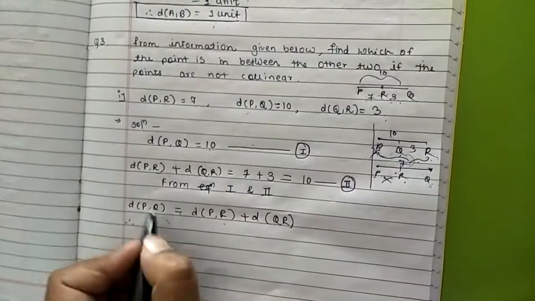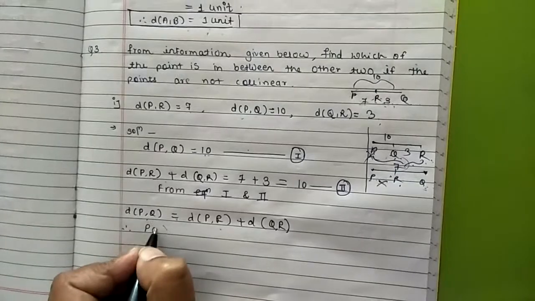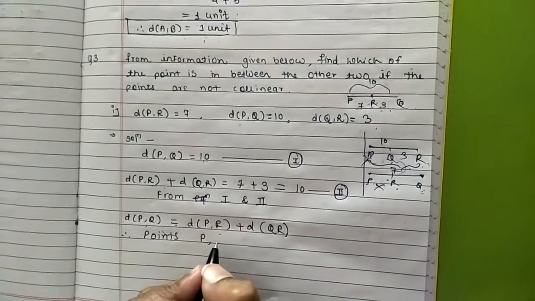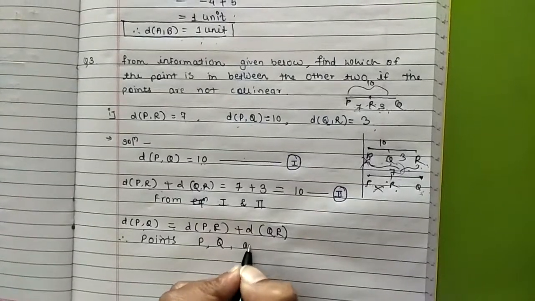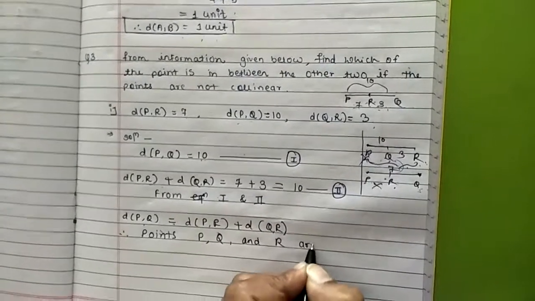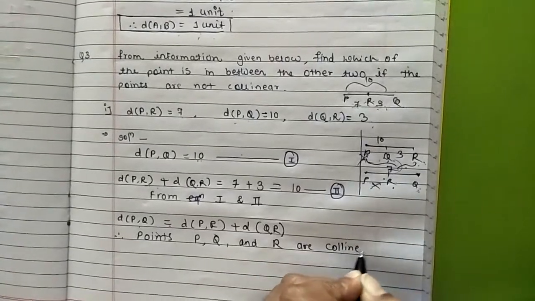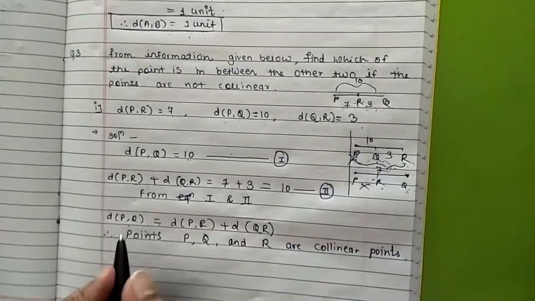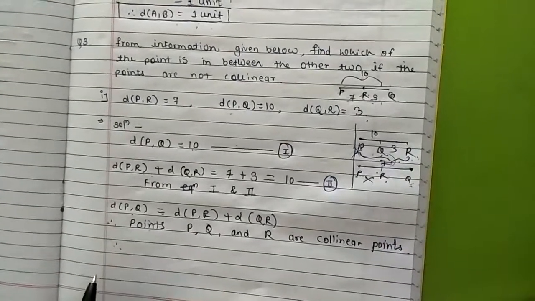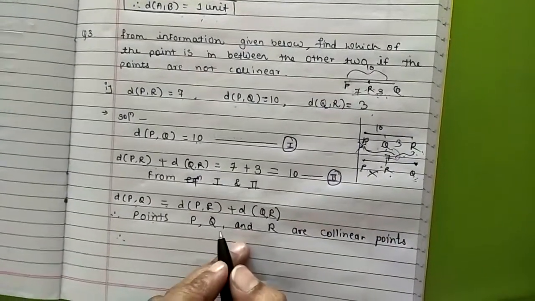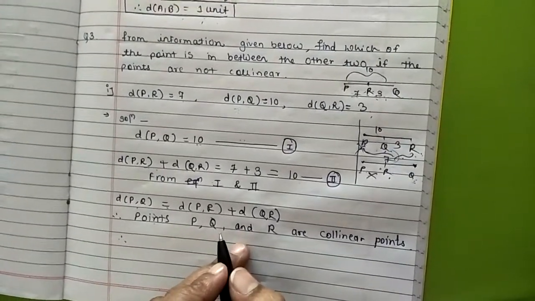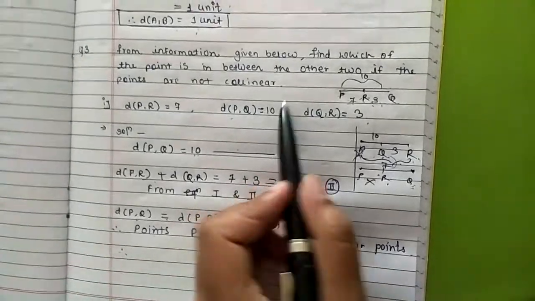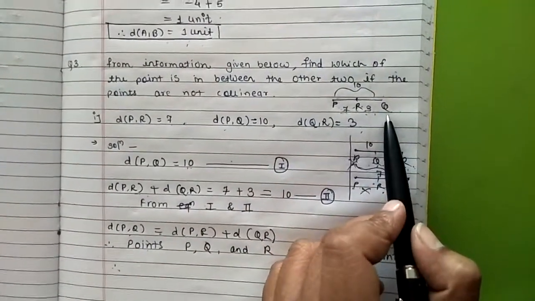So therefore we are going to write down: therefore points P, Q, and R are collinear points. Done. So therefore, what will be the relation, which point is in between, in order? So therefore here we are getting it like this: P dash R dash Q.